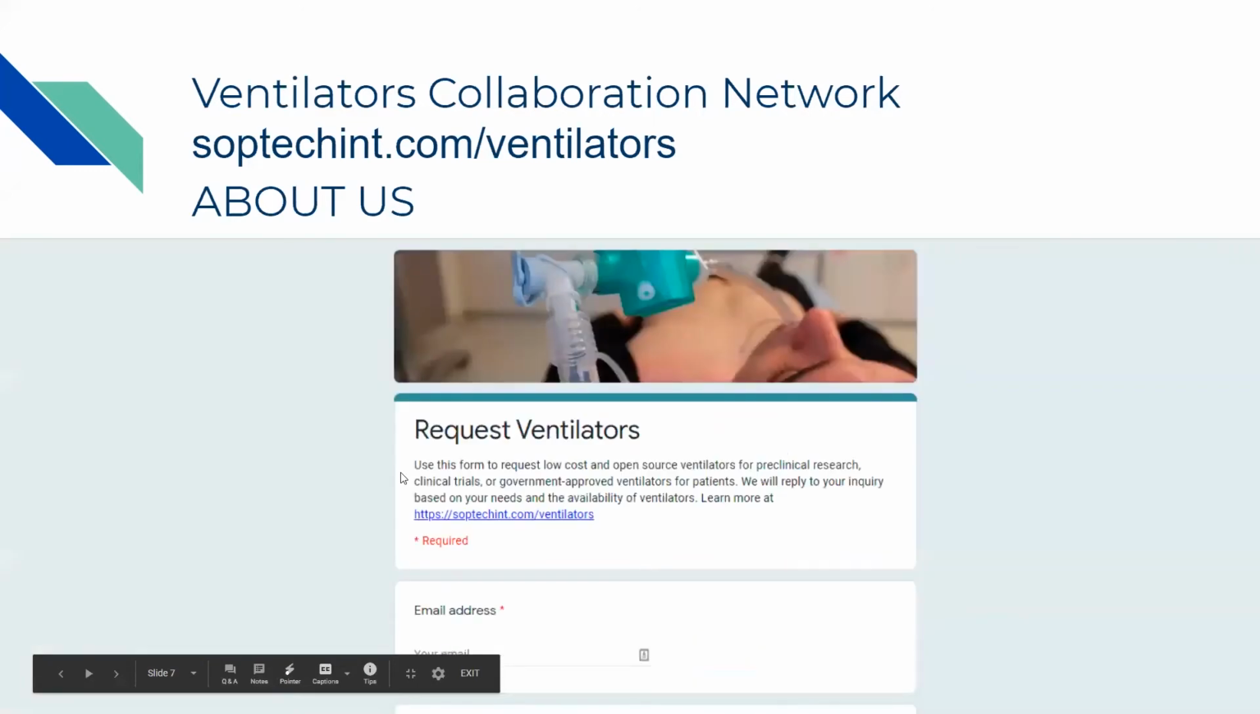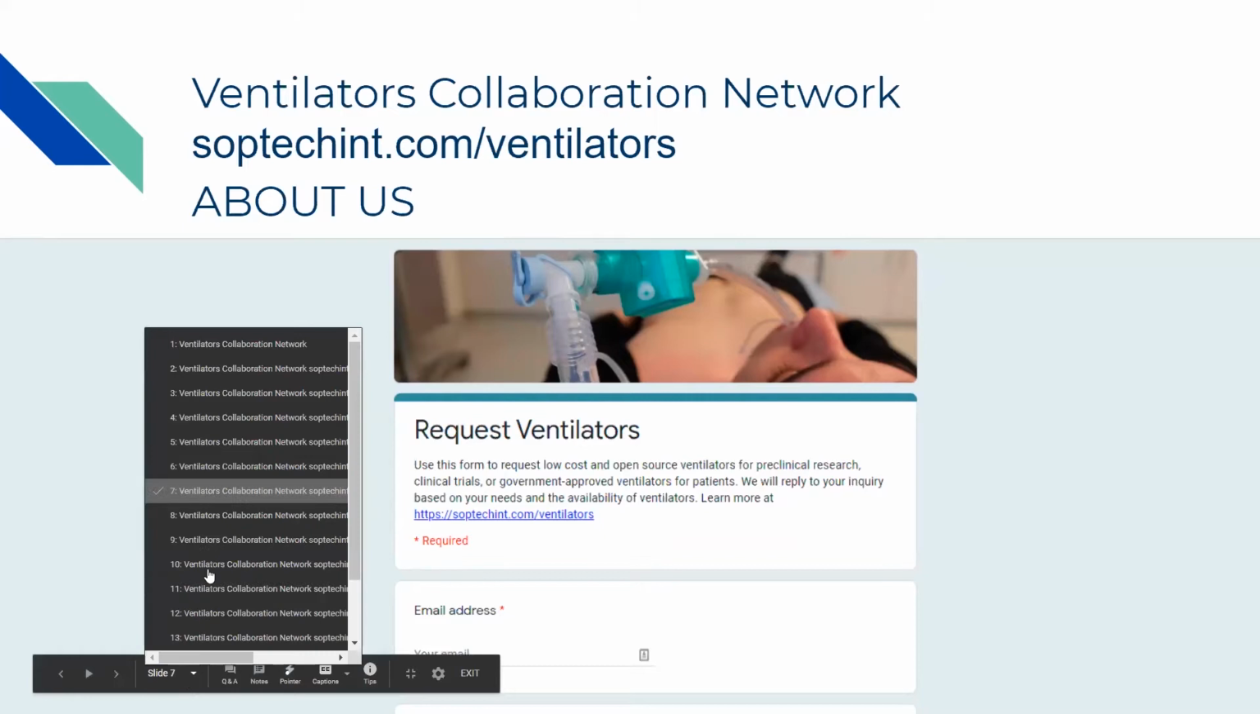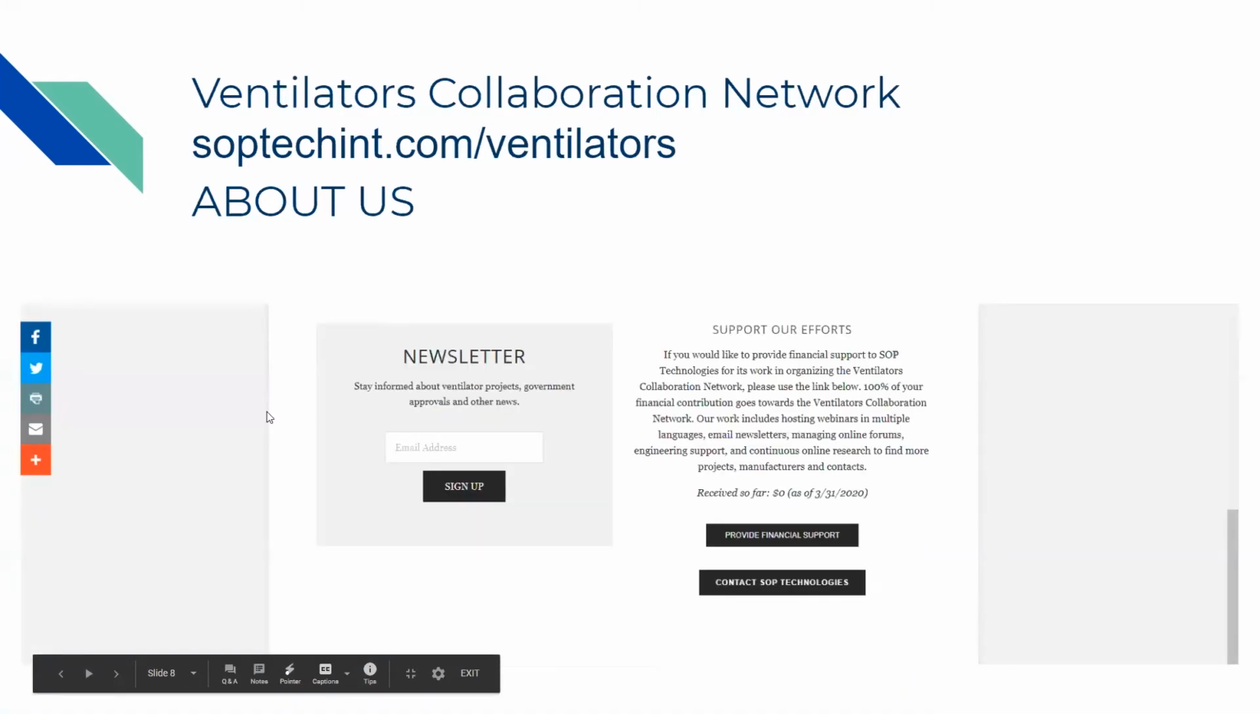I also added another form here, which is to request ventilators. Now, this is obviously very early on, but we know that some people might be interested in having ventilators for initial testing or for preclinical research, for clinical trials. And we want to understand what is the actual demand for this? And once we start receiving inquiries on this form, then we'll know how to reach out to these different individuals based off of their needs and what phase in the development process they're interested in becoming involved with in obtaining these ventilators.